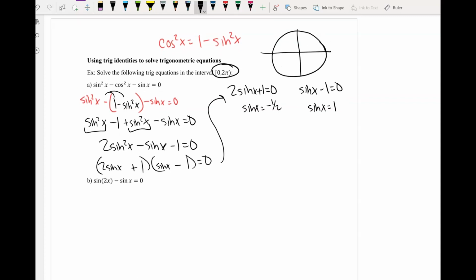So looking at our unit circle, if you look at sine x of -1/2, that should be negative down here. So that's at 7 pi over 6. And it should also be -1/2 over here, which is 11 pi over 6. So this is our first two solutions. And sine of x equals 1, well, that's going to be up here at pi over 2. So these are going to be my 3 solutions for that problem.